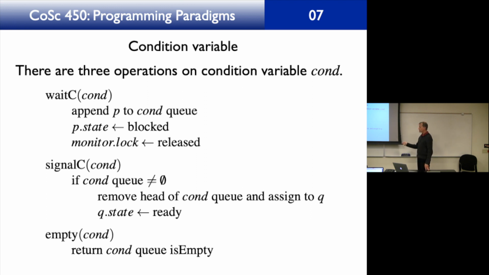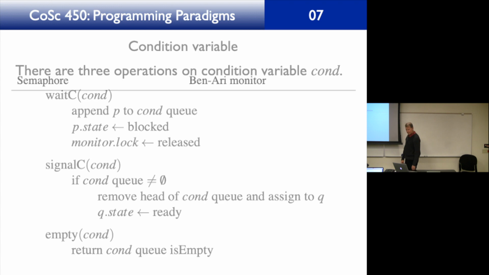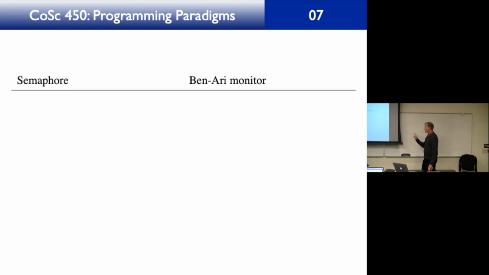We're not actually going to use this very much, but you can if you want. Empty condition returns whether or not the queue is empty. So if you say empty(my condition variable), it'll be either true or false, and we'll test to see if that's empty and return true or false. Are you with me?